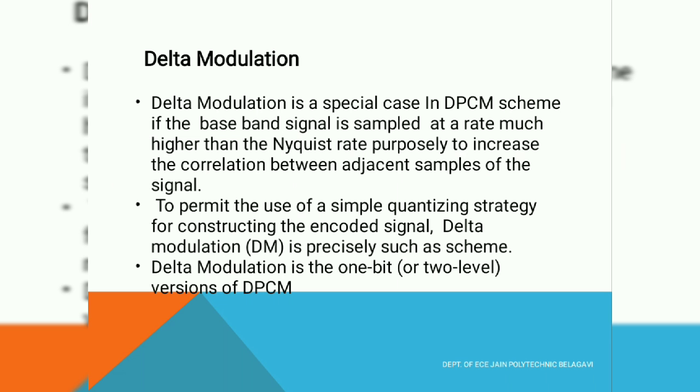Next, delta modulation. Before going to delta modulation, let's talk about pulse code modulation and differential pulse code modulation. In pulse code modulation, we take all the samples and encode the signal, so bandwidth is not saved here. We are utilizing the entire bandwidth of the channel. In differential pulse code modulation, we just take the difference of the samples.